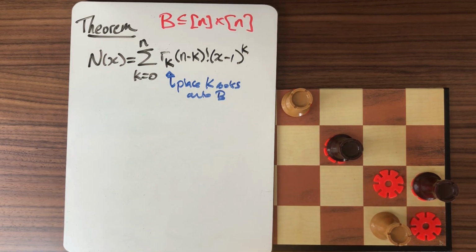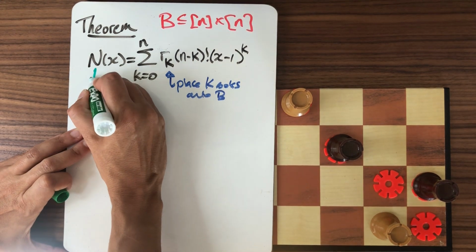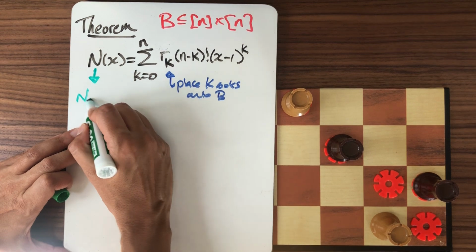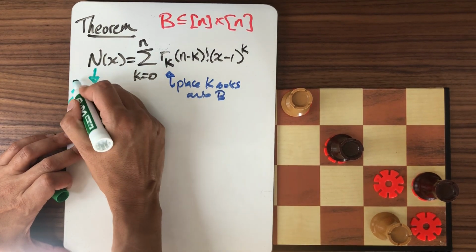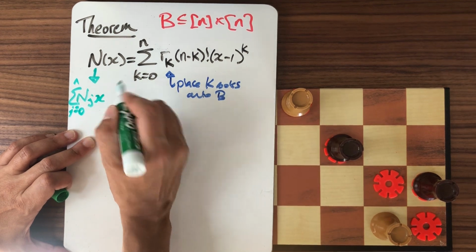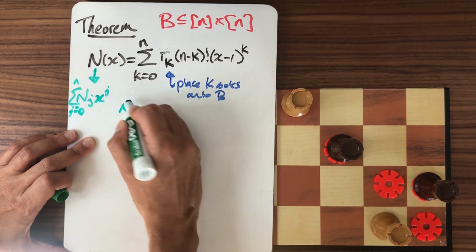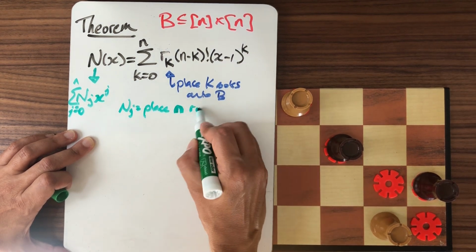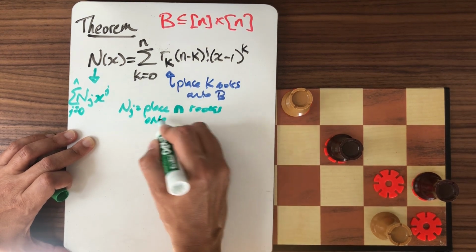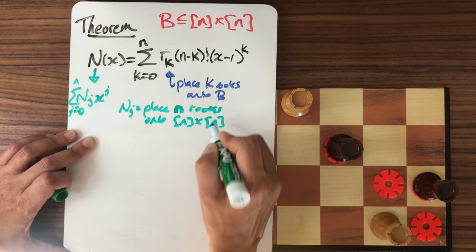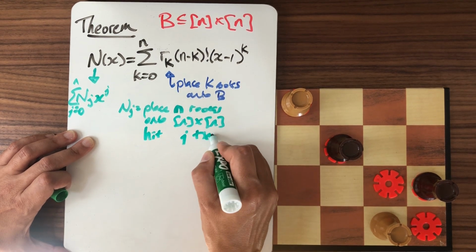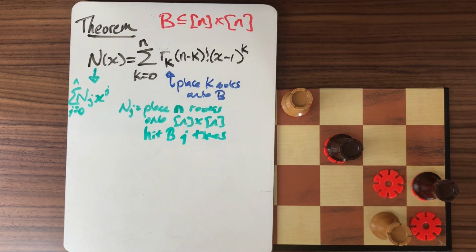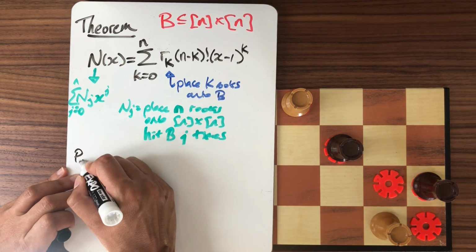This rook here doesn't count, but it is going to contribute to our other side, which, remember, the definition here is the sum from j equals 0 to n of n_j x to the j, where remember that n_j equals the number of ways we're going to place n rooks onto the whole chessboard, and we're going to hit B j times. Okay, so that's what we're trying to prove, is that this formula holds. So let's give a combinatorial proof of this fact.